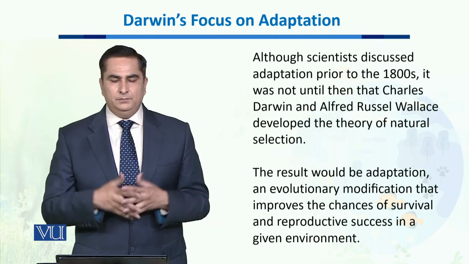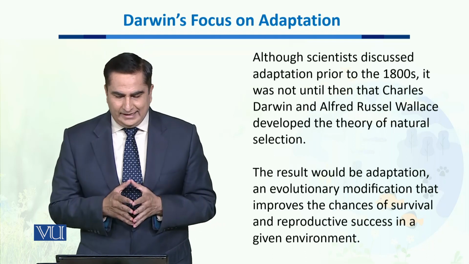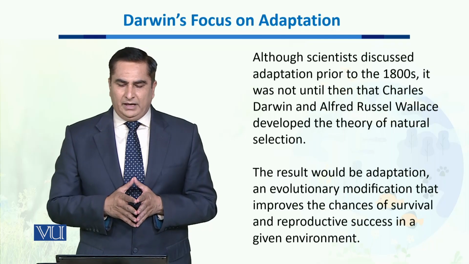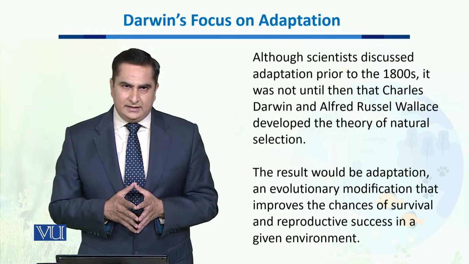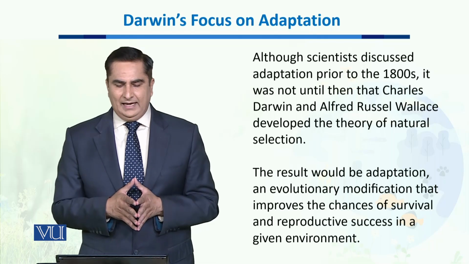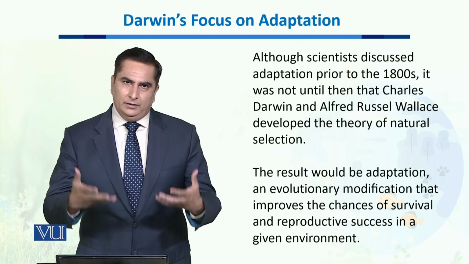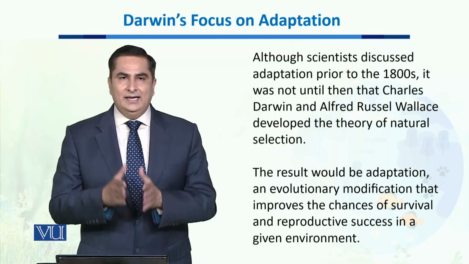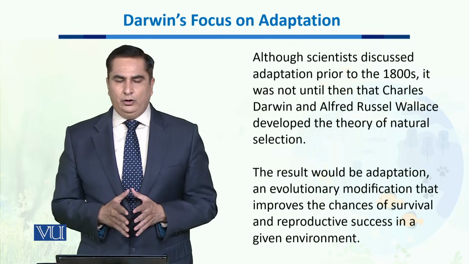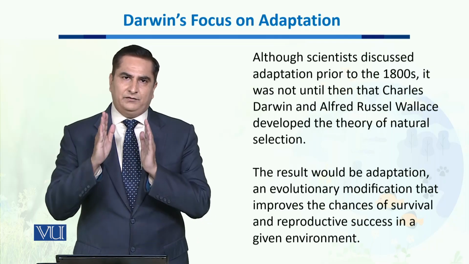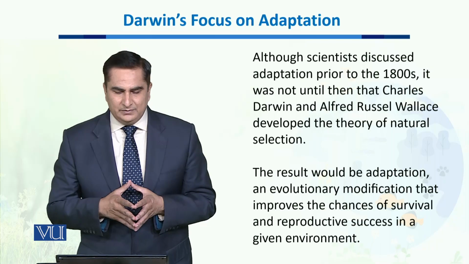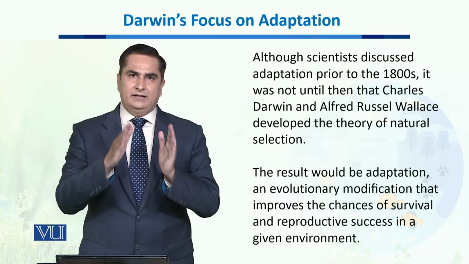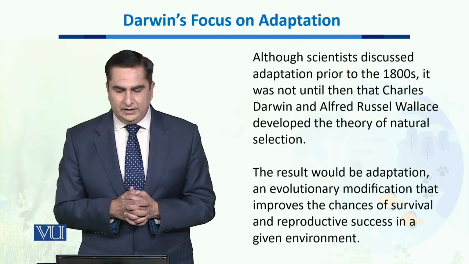Now, although scientists had discussed adaptation in the early 1800s as well, when Charles Darwin and Alfred Russel Wallace discussed this adaptation, they gave a theory of natural selection. After this theory, adaptation became a main focus of this theory. The result would be adaptation.